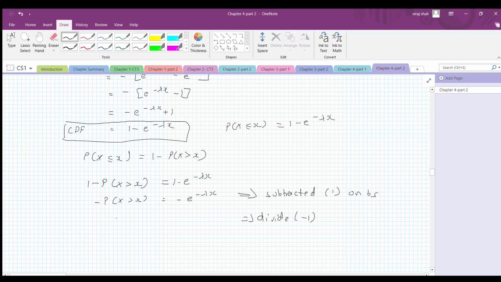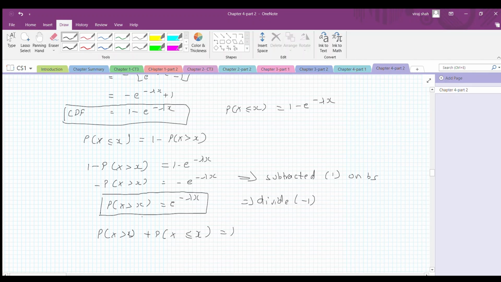So yeah, we are left with probability of X greater than x is equal to e raised to minus lambda x. Okay, this is my second formula. Even logically, you can say that probability of X greater than x plus probability of X less than or equal to x must be 1, right? This is some basic probability. So even if you substitute this value, that is e raised to minus lambda x plus 1 minus e raised to minus lambda x, I will still get 1 because this and this cancel and I'm left with 1. So I can prove it either way, but it's okay.